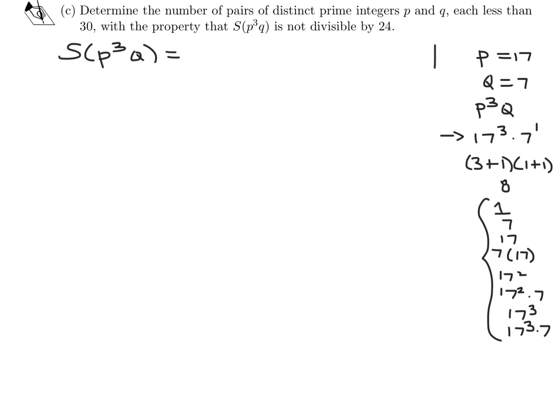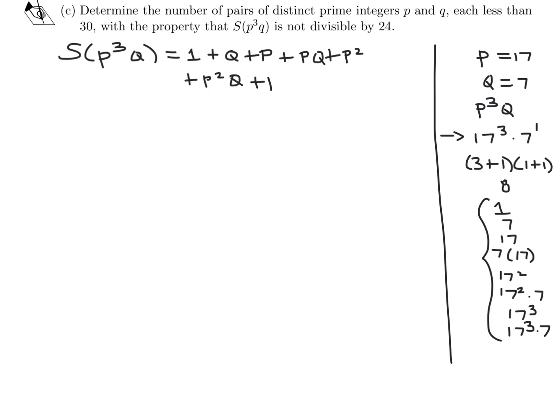Okay, so the same kind of story here. I just wanted to put that in there to make it a little bit easier, because you're using letters here, it might be a little abstract. So it would be 1, Q, P, PQ, P squared, P squared Q, P to the power of 3, and then P to the power of 3Q.